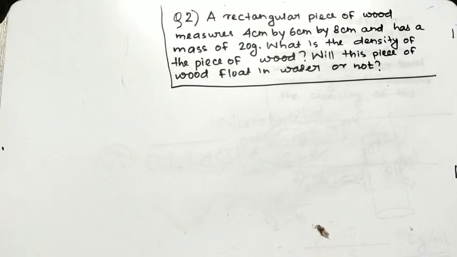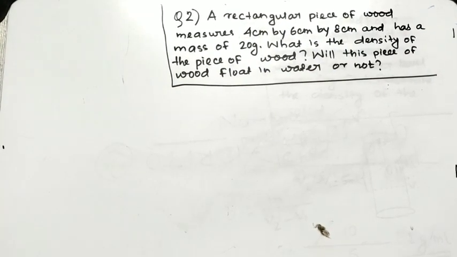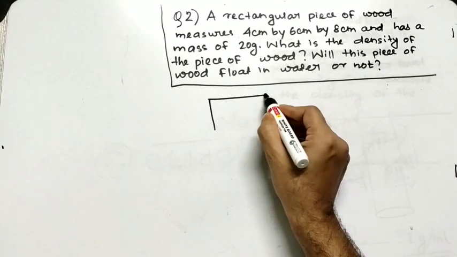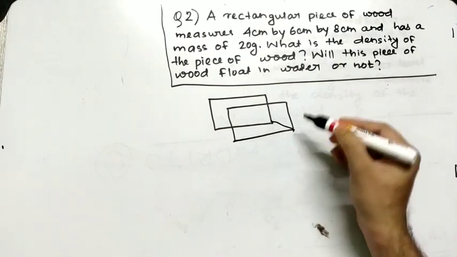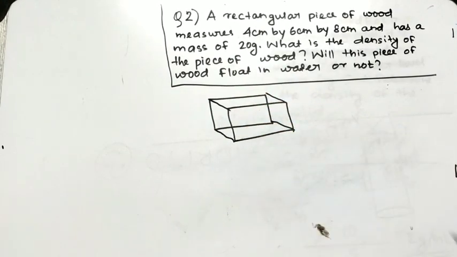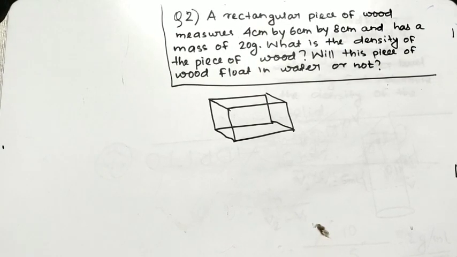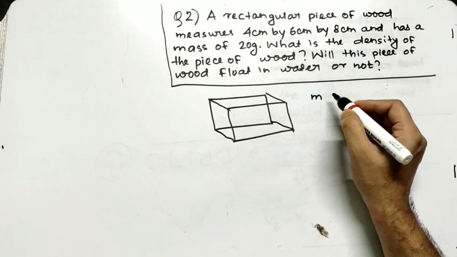Okay, so this is our second question. A rectangular piece of wood measures 4 centimeter by 6 centimeter by 8 centimeter and has a mass of 20 gram. What is the density of the piece of wood? Will this piece of wood float in water or not? Okay, so this is going to be interesting. So we have a rectangular piece of wood and it looks like this. These are the dimensions of this piece of wood, and it has a mass of 20 gram.